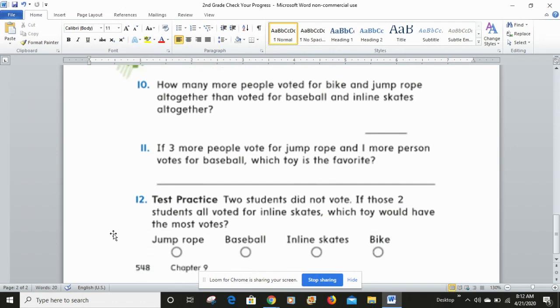Number 12 is the test practice. 2 students did not vote. If those 2 students all voted for inline skates, which toy would have the most votes? So you'll have to calculate that up and see which toy then would have the most votes if those 2 students voted for inline skates.